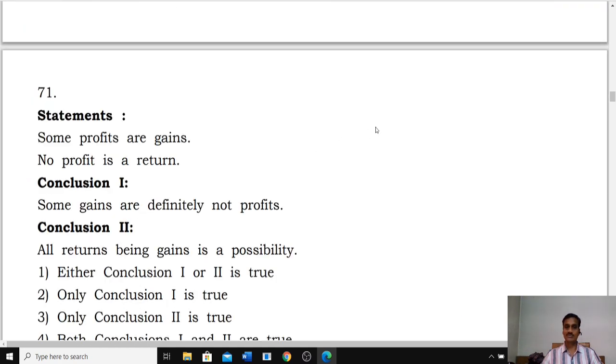Then 71, some profits are gains. These are the profits which are gains. And no profit is a return, no intersection between profit and a return. Some gains are not profits. This is gain and this is profit. These are the gains which are not profit, definitely true. And the second one is a possibility.